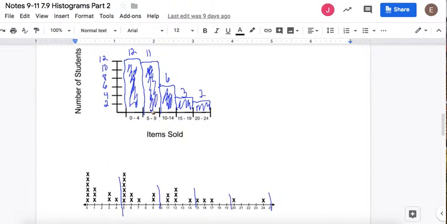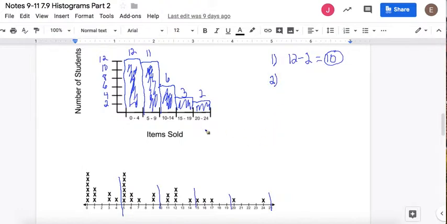Okay, now we're going to use this information to answer the questions below. Now, you're going to see the questions on your paper, and I'm going to write the answers to the questions over here. What I want you to do is make sure you're writing the answers underneath the problem. So number 1 says, how many more students sold 0 to 4 than 20 to 24? So 0 to 4 is 12. And 20 to 24 is 2. So what I'm going to do is do 12 minus 2. And what's 12 minus 2? Good, 10. Make sure you write that underneath question number 1.